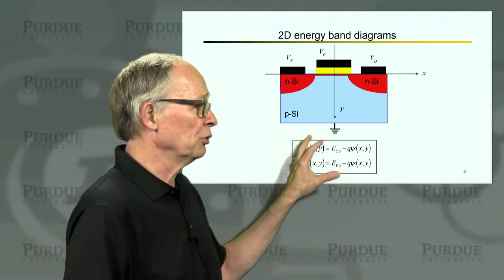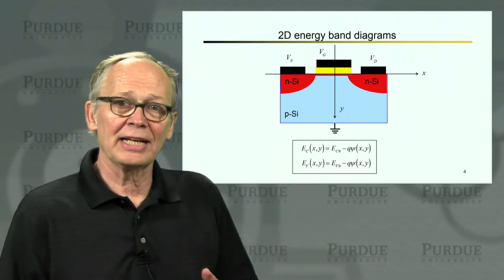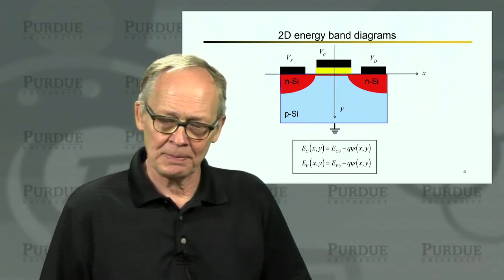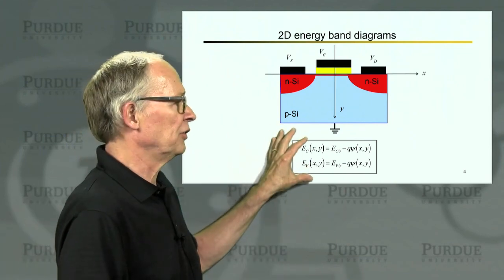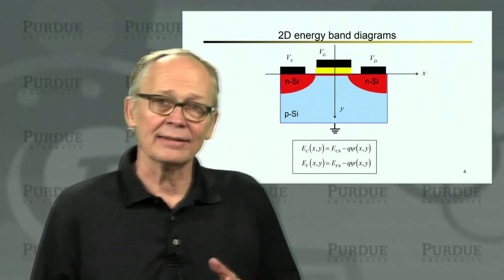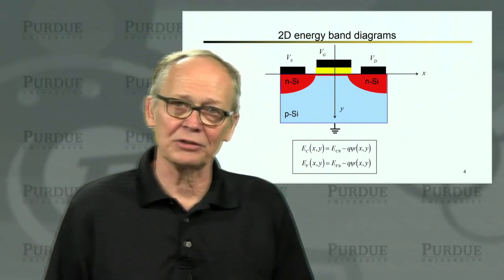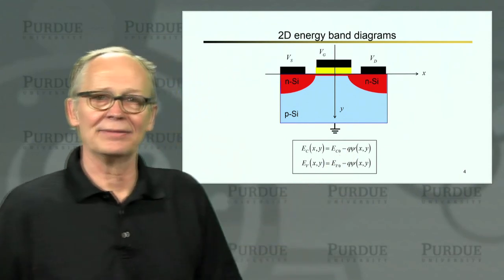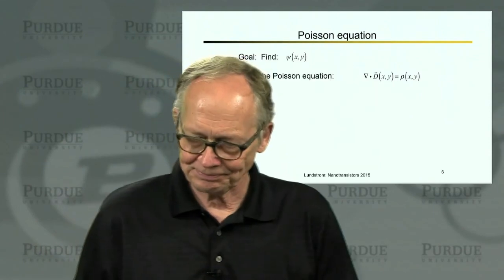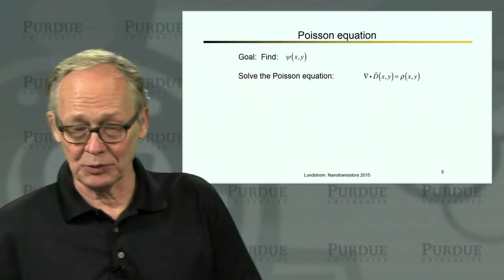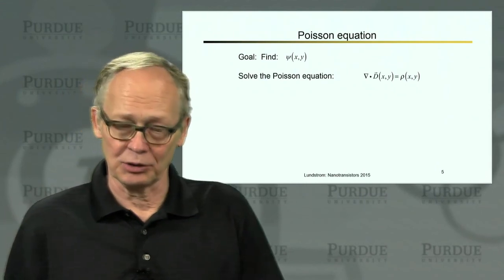So in principle, you'll remember that an electrostatic potential, a positive potential, pulls the electron energy down. So in order to understand these two-dimensional energy band diagrams, we need to understand the two-dimensional electrostatic potential inside the MOSFET. That's this quantity psi of x,y. That's our goal. So to find that, it's very clear how to do that. We go to the Poisson equation.